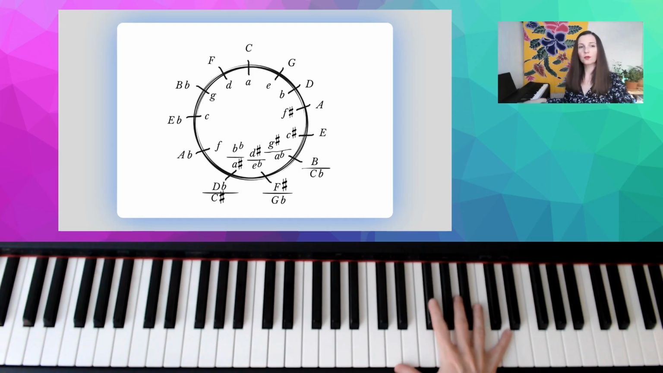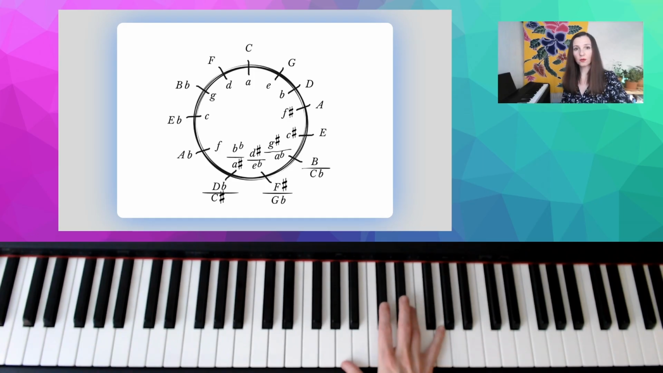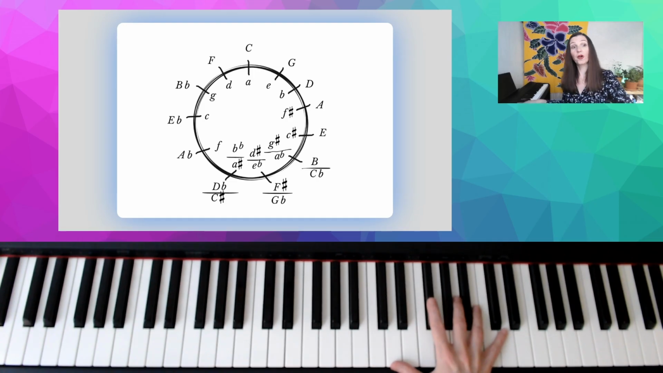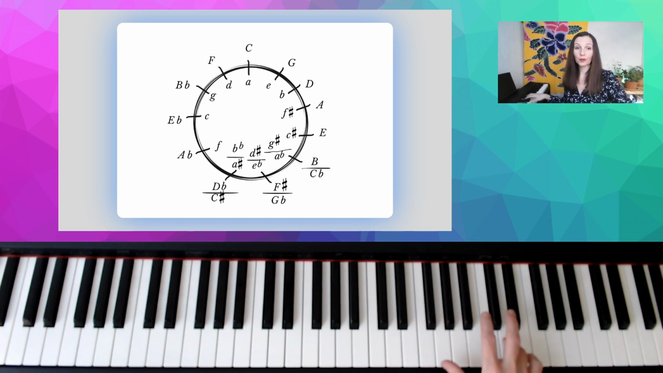What do I need to prepare for this transposition? The tonic triad, the D major triad, and then the dominant 7th chord. 1, 2, 3, 4, 5. This would be A, dominant 7th chord. I start on the high notes always. Ready? 1, 2, 3.